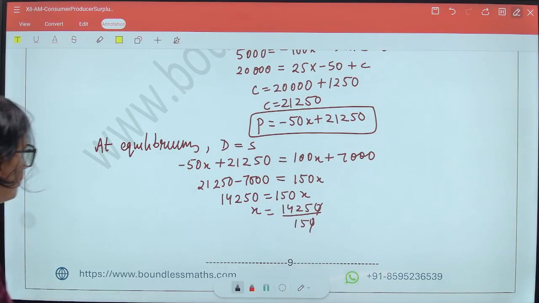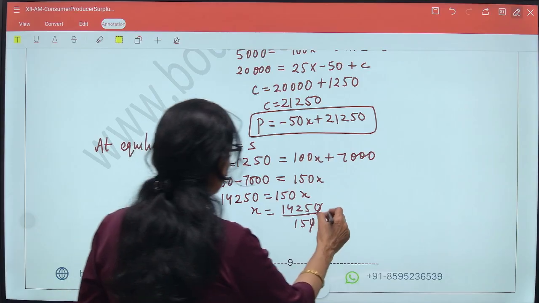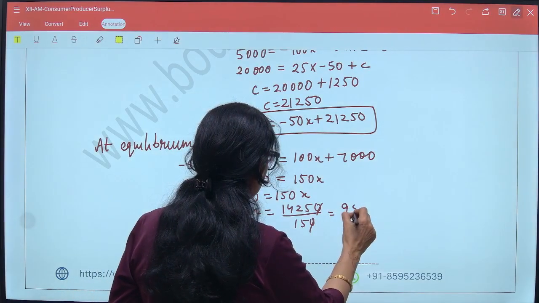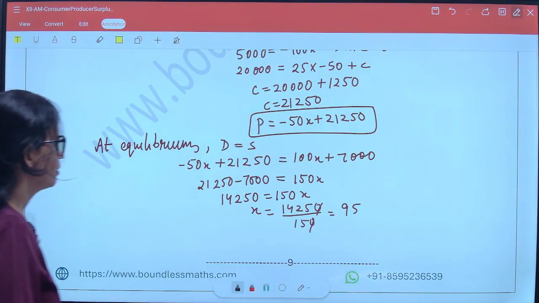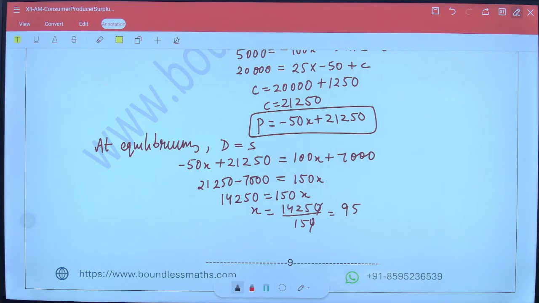So the value of x will be 15 nines are 135, and then 15, 135, 75, 15 fives are 75. So the value of x comes out to be 95 here.